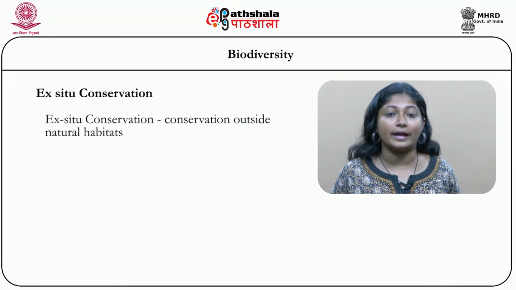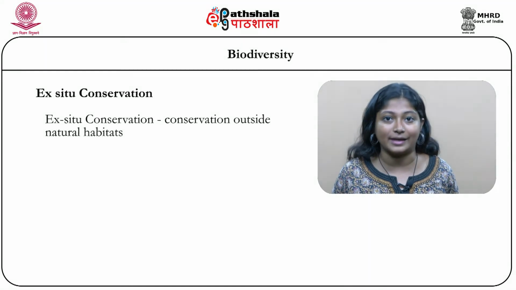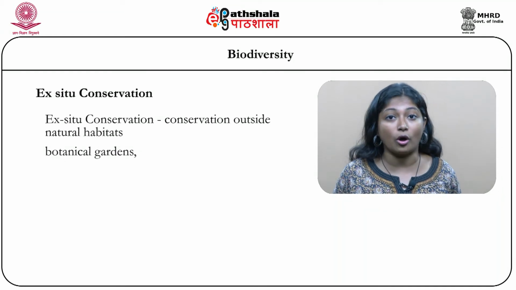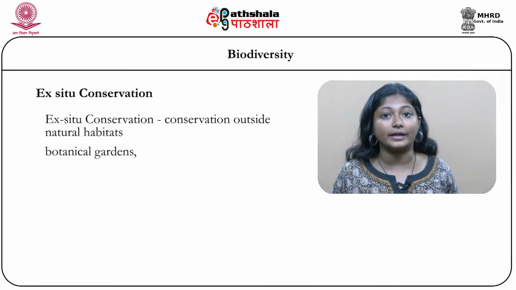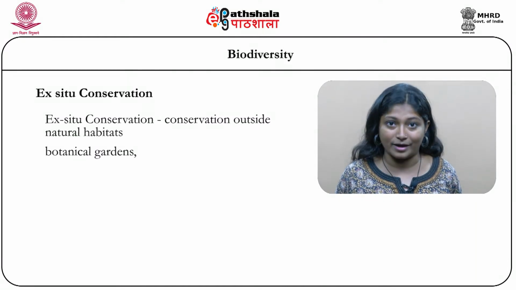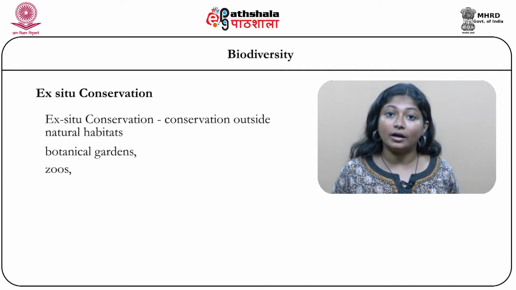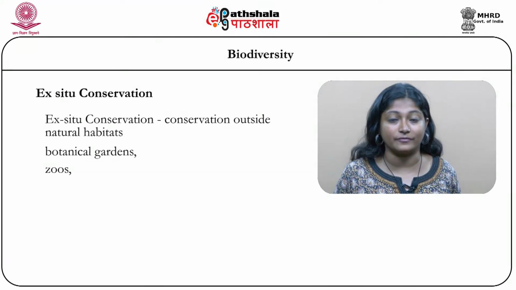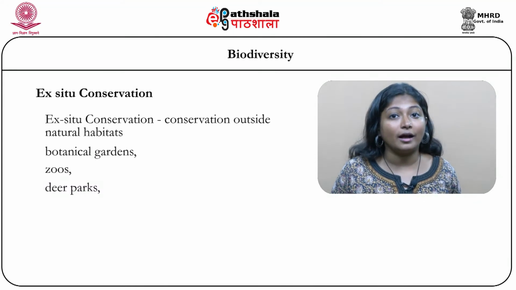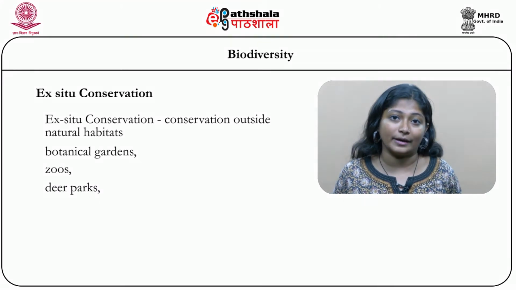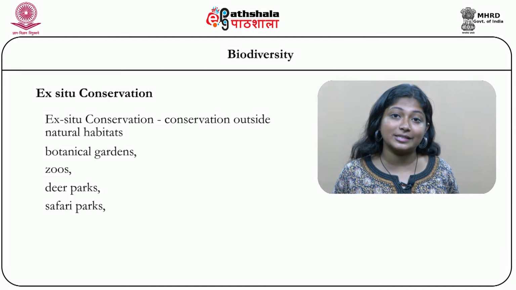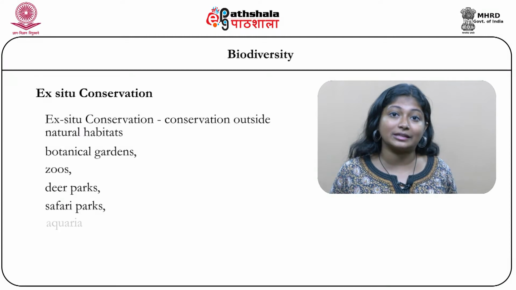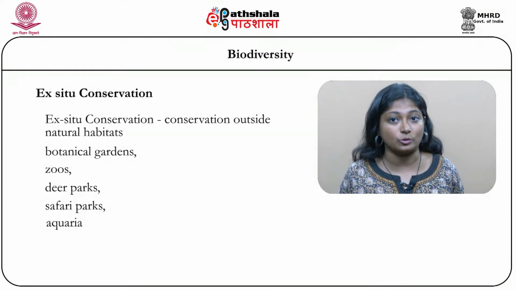Ex situ conservation is conservation outside the natural habitat of the species. For instance, we have botanical gardens wherein a lot of species of plants are kept, protected and grown outside their natural environment. We also have gene banks where the seed or the genetic component of particular species is preserved and conserved, especially for diverse species and species that are on the verge of extinction or are threatened. A lot of threatened species are conserved through ex situ methods.